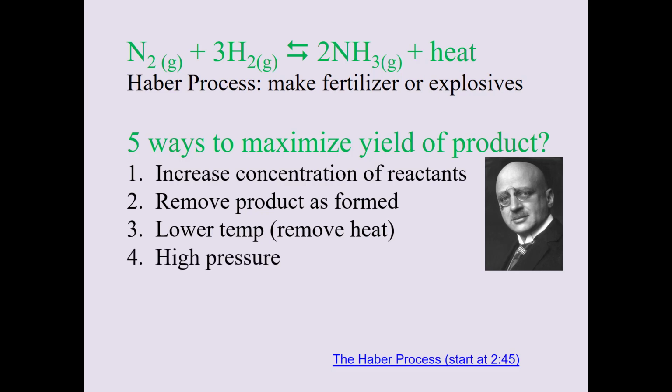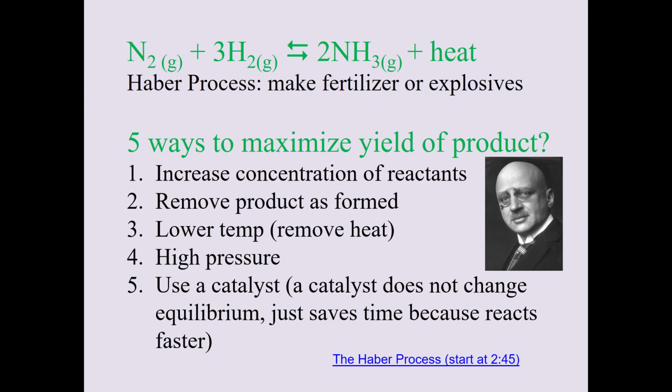And you can put this under pressure because on one side I have 4 moles of gas and on the other side I have 2 moles. So if I keep it under a high pressure, it's going to go towards the side with fewer moles. The last one is not Le Chatelier's principle, but it just makes the whole thing go faster, and that is to use a catalyst. It's actually a heterogeneous catalyst. It's just some iron, I believe, that helps provide landing sites for the nitrogen gas and the hydrogen gas. So that's a real world application of Le Chatelier's principle and how to make fertilizer.